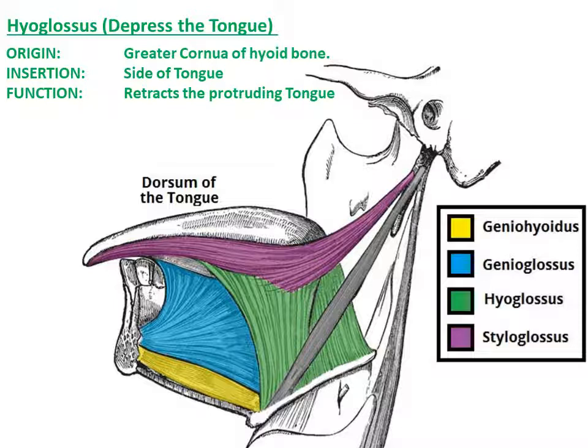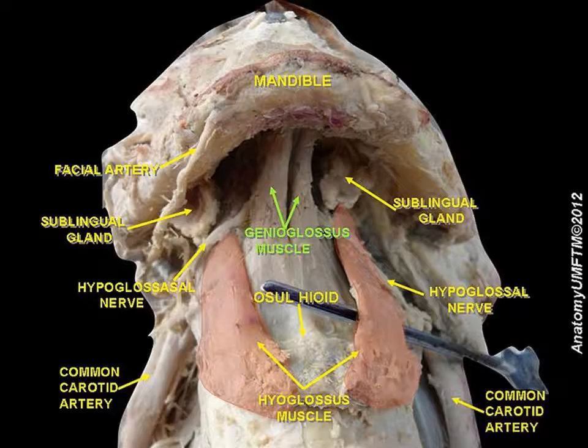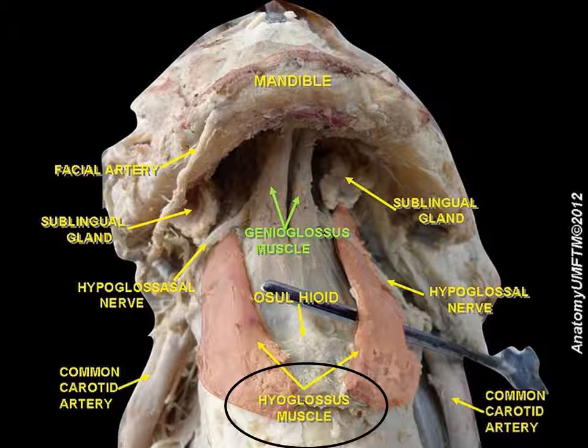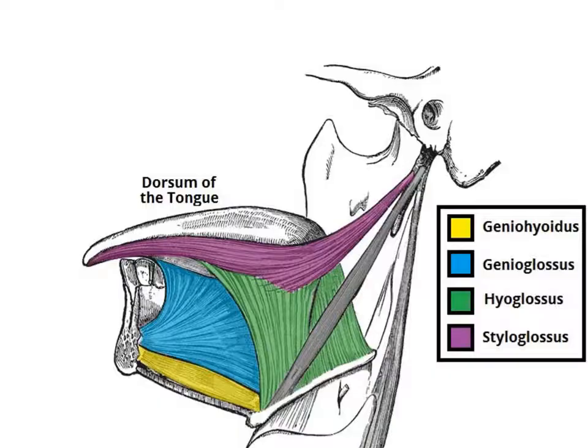Function: they retract the protruding tongue, main retractors of the tongue, and also they depress the hyoglossus muscle from the greater corner of the hyoid bone towards the side of the tongue.